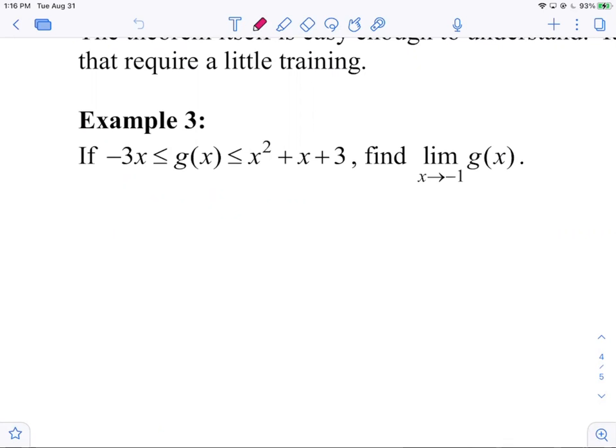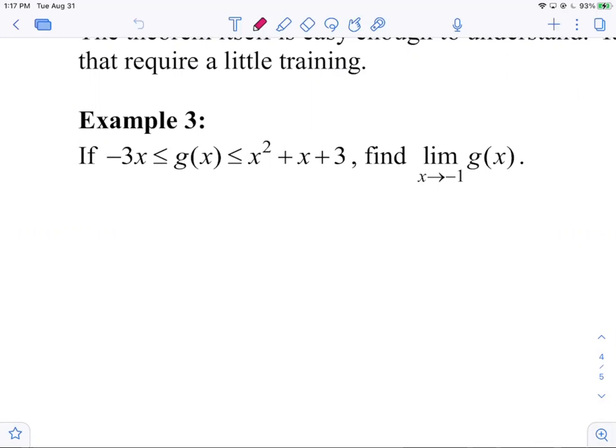If negative 3x is less than or equal to g of x is less than or equal to x squared plus x plus 3, find the limit as x goes to negative 1 of g of x. Do you already see that it has that squeezy feel to it? Yeah, because you've got a compound inequality. You have two known functions, meaning you're given their equations on the bottom end and on the upper end. When you have a compound inequality, that's the three-parter, and it's written with less than's or less than or equal to's. It's written in increasing order. So you've got two known functions on either end, an unknown function in the middle, and it's asking you to find the limit of the unknown function. That's got squeeze theorem written all over it.